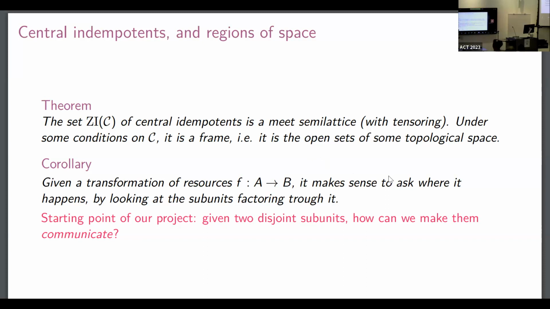And so where does it happen? We can take this morphism and look at all the subunits it factors through. And so this set of subunits will give where this transformation happens. And so this is the starting point of our project. Given two disjoint subunits, so two transformations that are happening on two disjoint regions of space, how can we make them communicate? How can we add some bridges between regions of space that have no intersection?